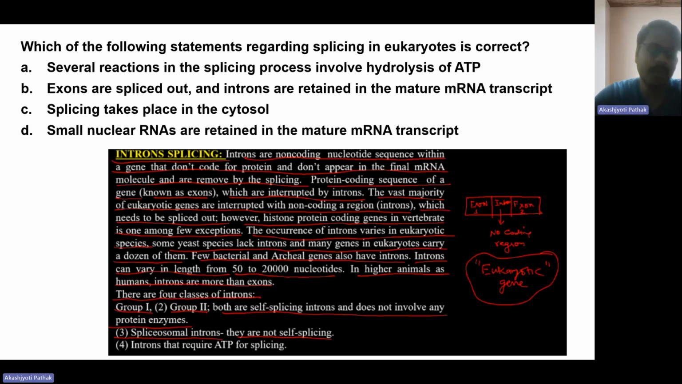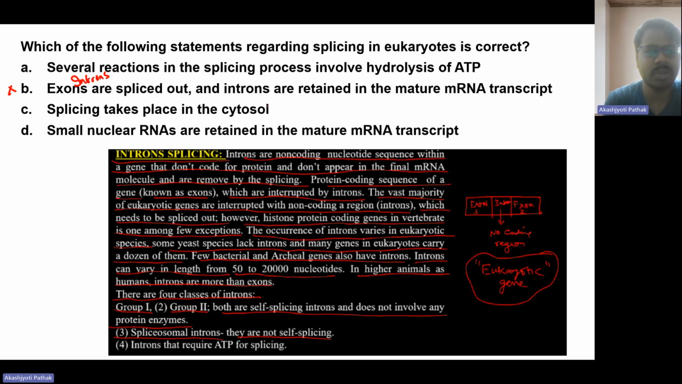There is the spliceosome complex, which helps in the splicing process. So the option is: there are several reactions in the splicing process involving hydrolysis of ATP. Exons are spliced out and introns are retained in the mature mRNA transcript. You can straight away eliminate this option, because by the very definition of splicing, the exons are not spliced out. Introns are spliced out, and the exons are retained in the mature mRNA transcript. So this option is incorrect.